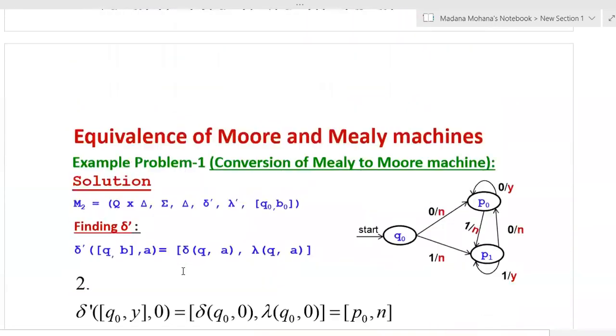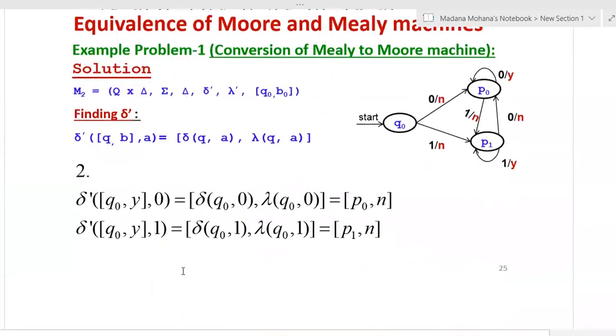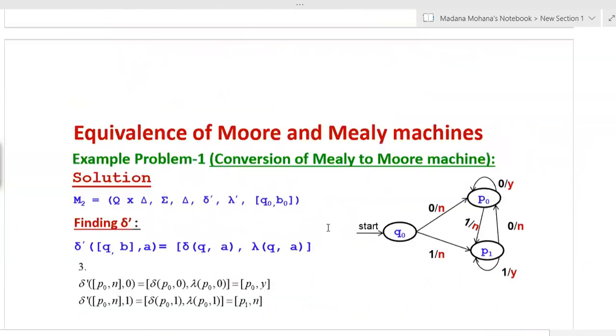Then coming to the second state. So what is the second state? The same state with the output as y. So now delta dash of (q0, y) on 0 equals delta of (q0, 0), lambda of (q0, 0). Substitute these values. Here you will get (p0, n). Again this is a state of the equivalent Moore machine. Then on input 1, delta dash of (q0, y) on input 1, here you will get (p1, n). Then coming to the third state, in total we have 6 states.